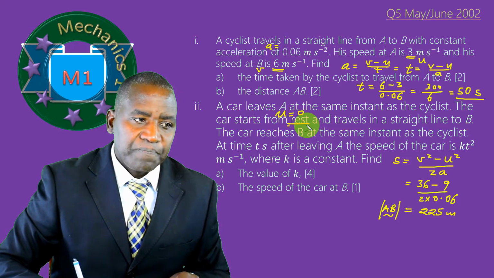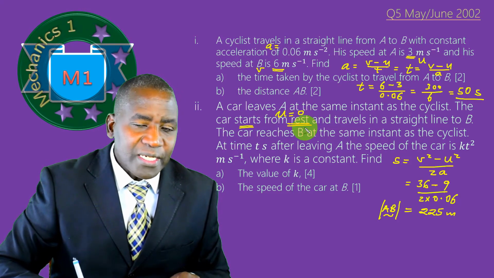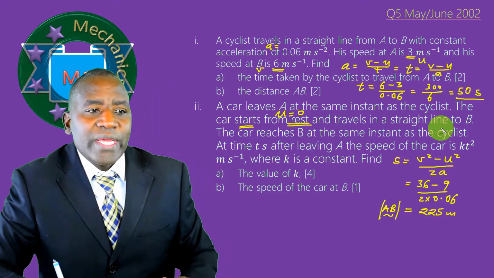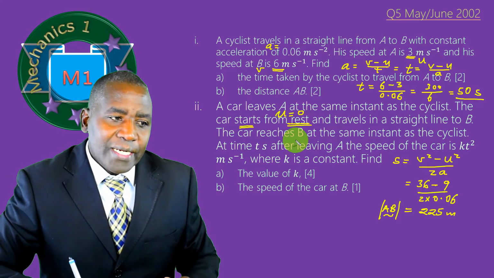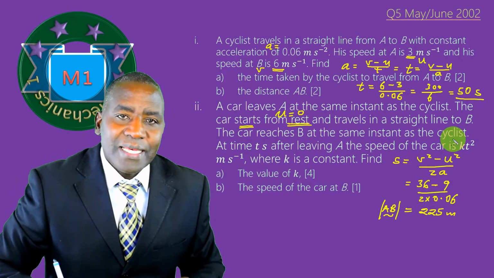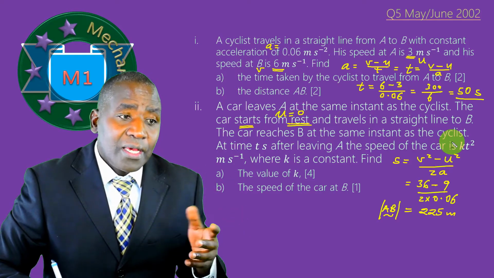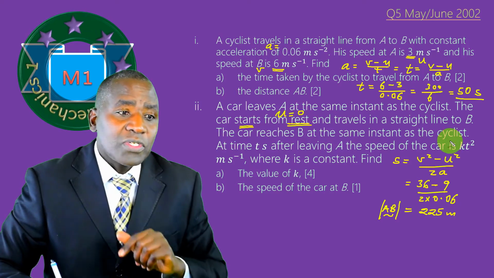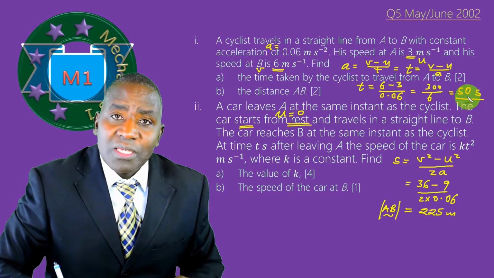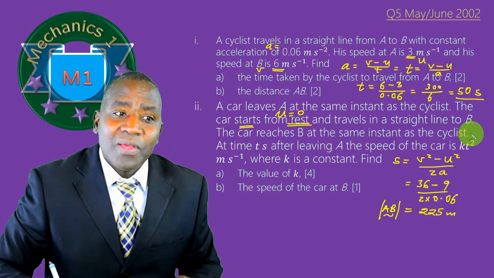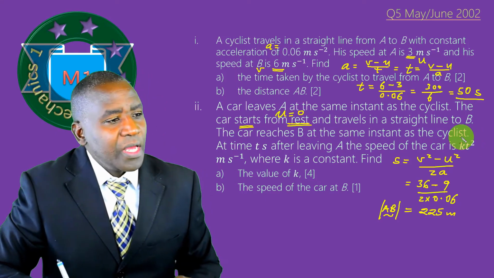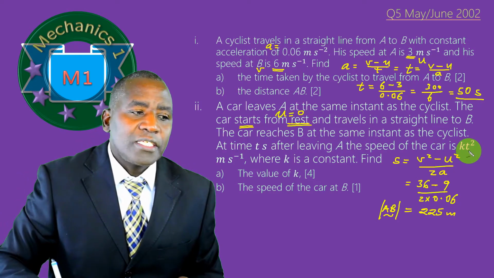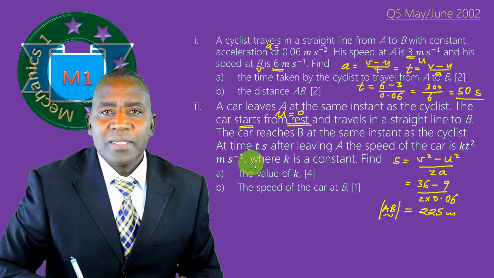Notice the equation. Starts from rest means that the initial velocity is 0 and travels in the same straight line to B. The car reaches B at the same instant as the cyclist. What they are telling me is they took the same amount of time to cover the distance AB. And because I know the time that was taken by the cyclist, I know the time that the car has taken.